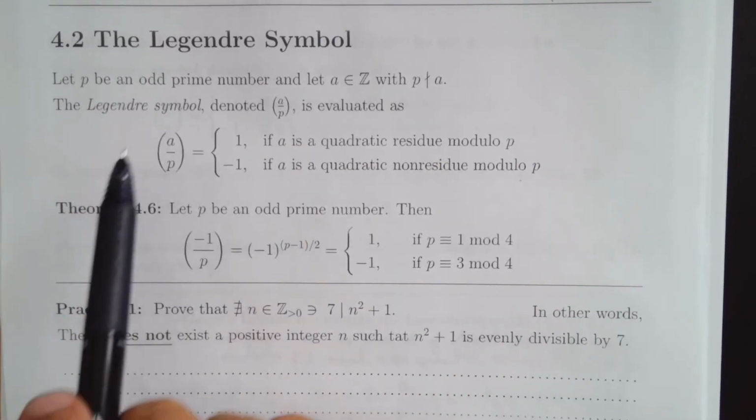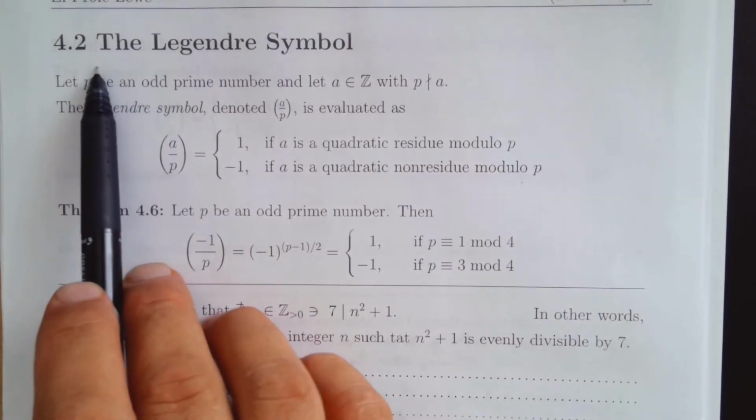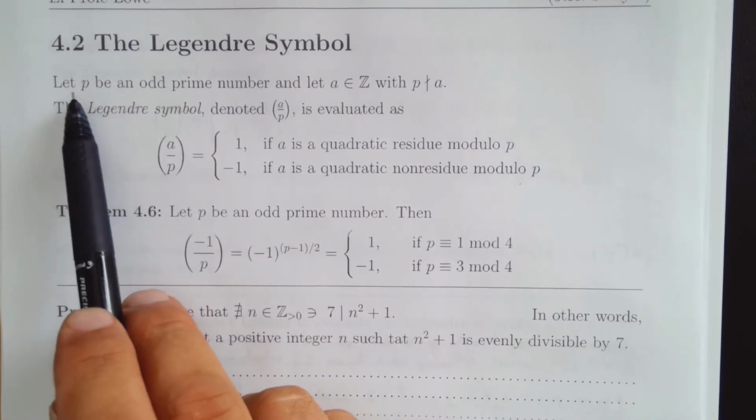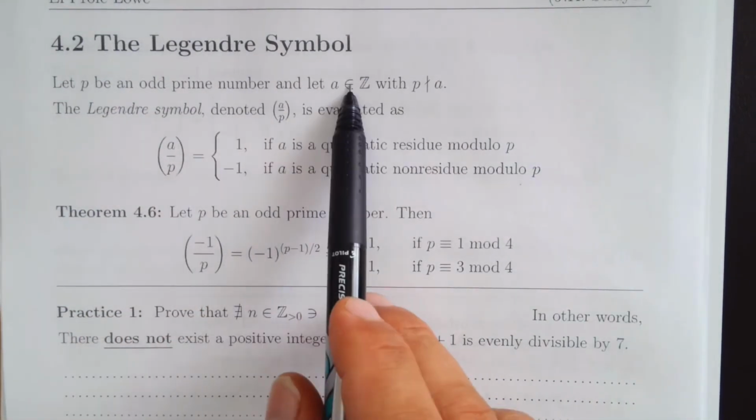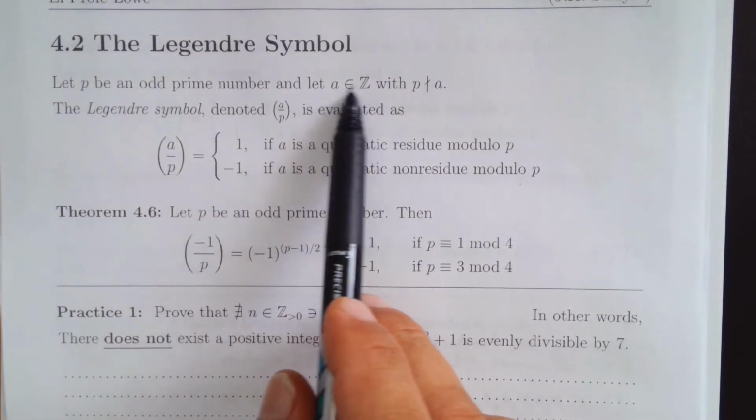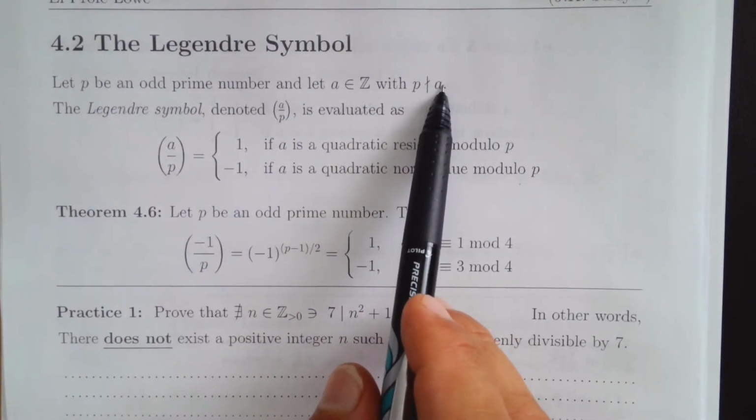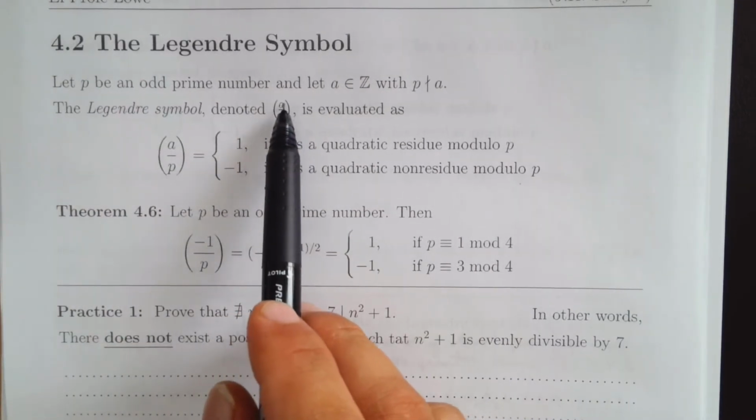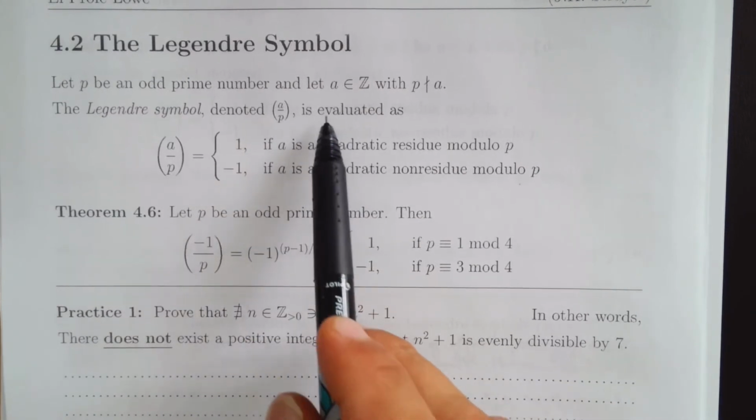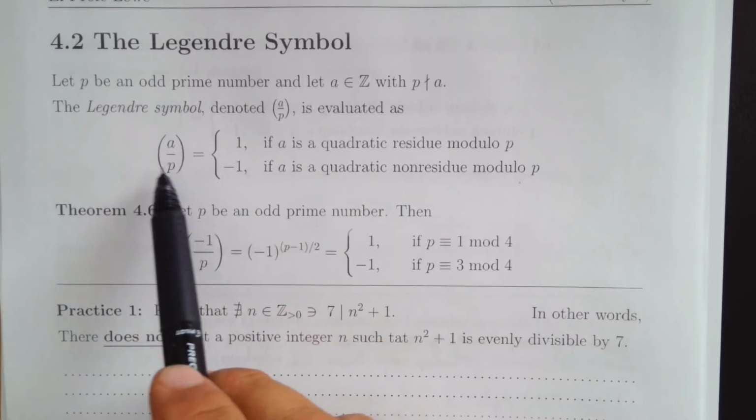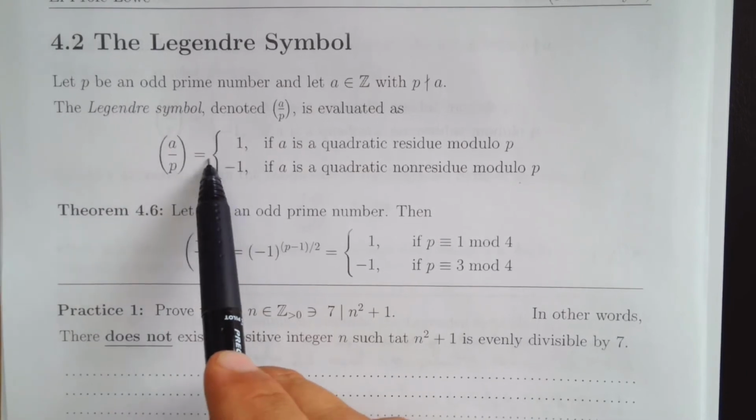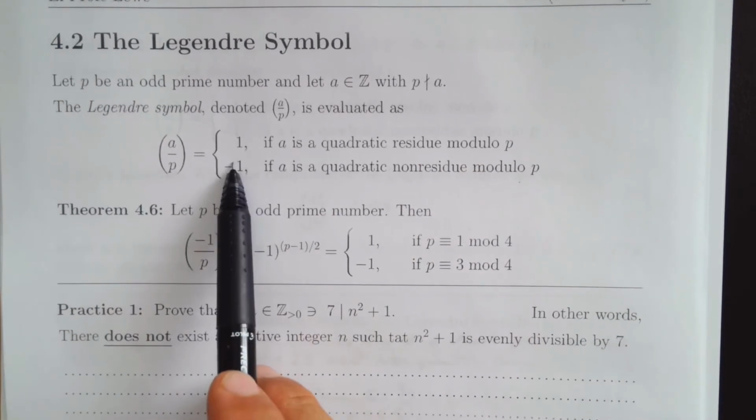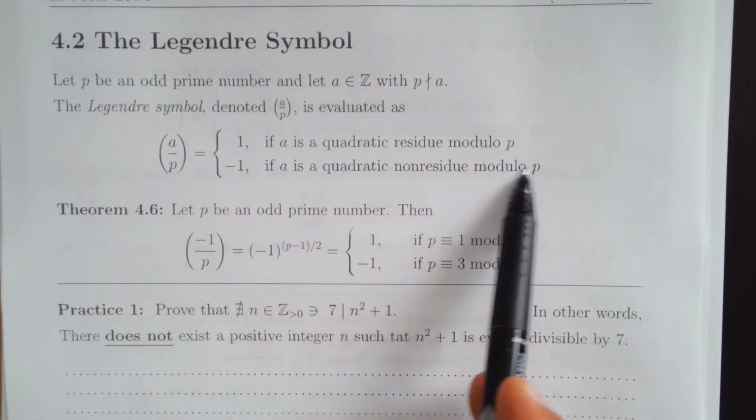In this video we're going to be doing a couple of proofs or proof type questions involving the Legendre symbol. And just as a recollection, if we let p be an odd prime number, and we let a be an integer with p not dividing a, then this Legendre symbol, denoted as these parentheses with a, a vinculum, and a p, is evaluated as the Legendre symbol of a modulo p equals 1 if a is a quadratic residue modulo p, and equals -1 if a is a quadratic non-residue modulo p.